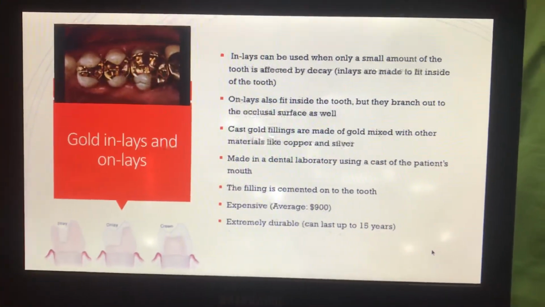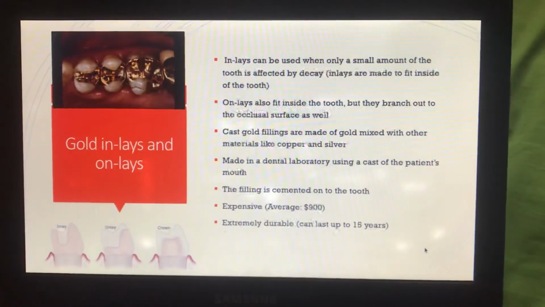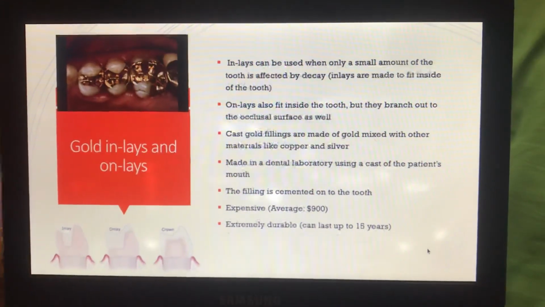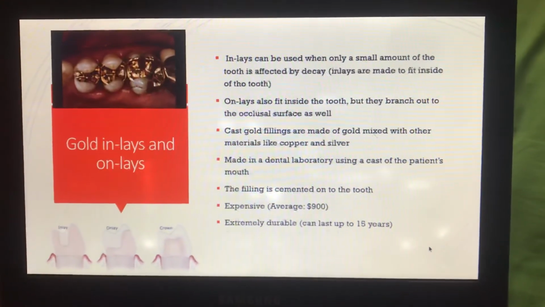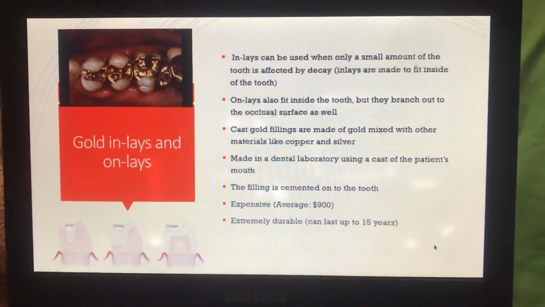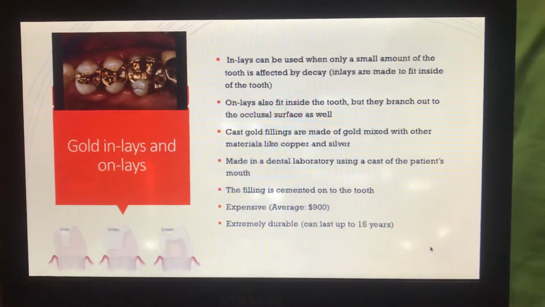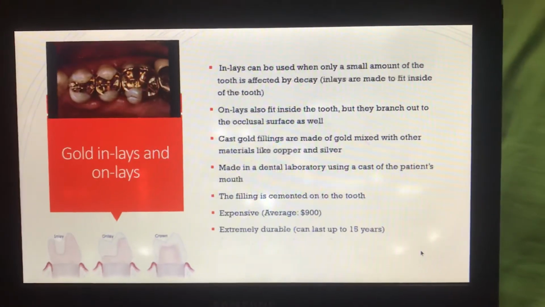So next is gold inlays and onlays. Inlays can be used when only a small amount of the tooth is affected by decay. Inlays are made to fit inside of the tooth, and onlays also fit inside the tooth, but they branch out to the occlusal surfaces as well.